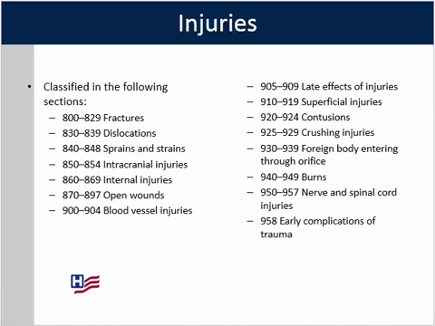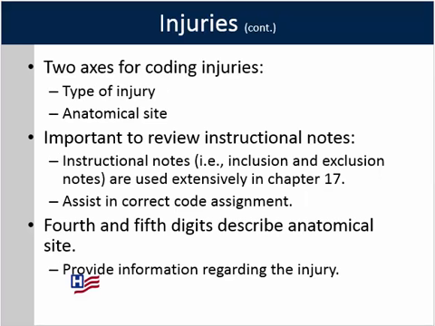Here and in your textbook is a breakdown of the subcategories for coding injuries. The primary axis for classifying injuries is the type of injury as indicated in the previous slide. The second axis is determined by the anatomical site. Inclusion and exclusion notes are used extensively in this chapter, some of them long and complex, so it is important to pay close attention to all guidelines and information provided. Also, fourth and fifth digits are provided for many categories to indicate a more detailed anatomical site or to provide more information regarding the injury.